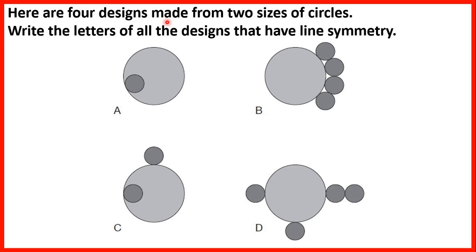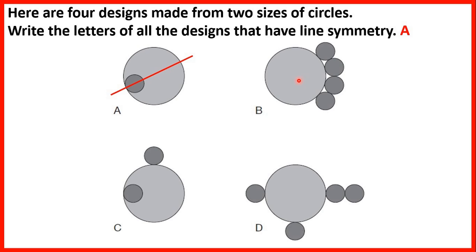Here are 4 designs made from 2 sizes of circles. Write the letters of all the designs that have a line of symmetry. So a line of symmetry is a line down the middle of the shape where you have the same reflected on both sides. So shape A has a line of symmetry here because we could fold one side over so that it completely covered the other side with nothing overlapping. So this half of the circle and this half of the circle would cover each other up if we folded the shape over along the line of symmetry.